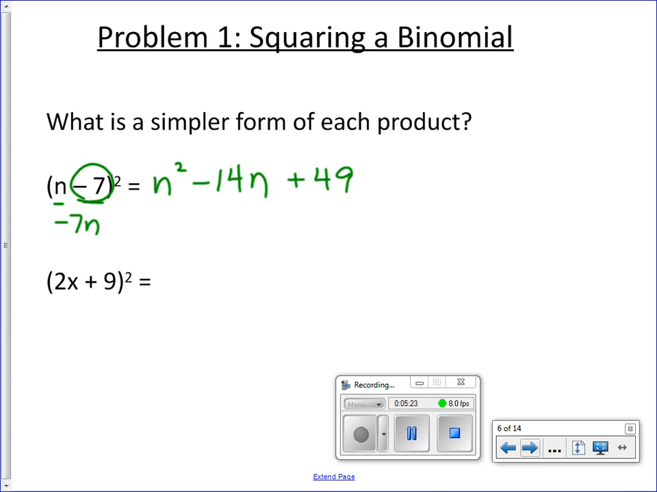On our next problem, we're going to take the first term and square it. 2x times 2x would be 4x squared.